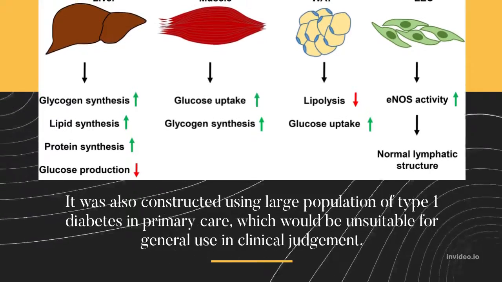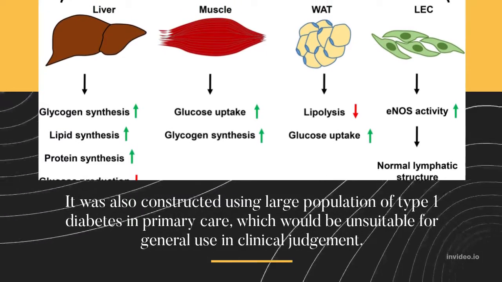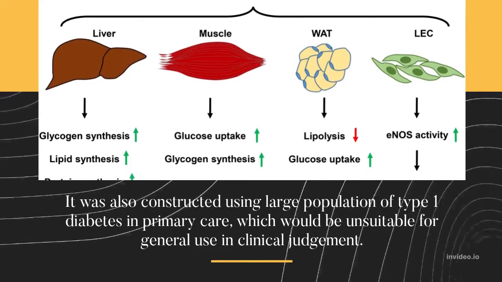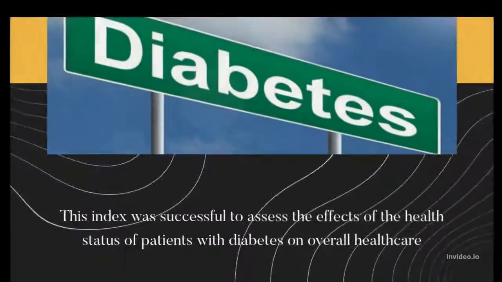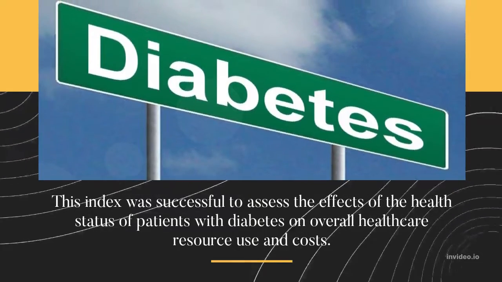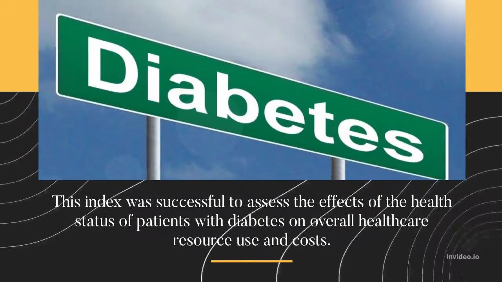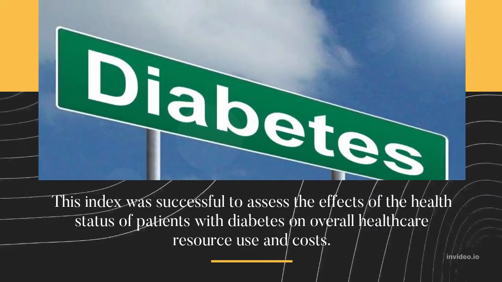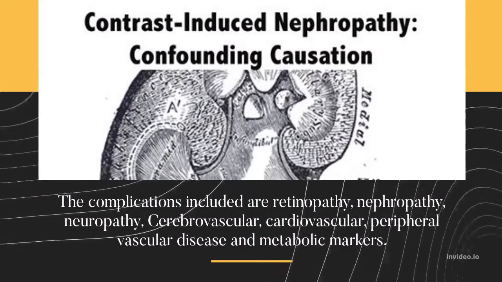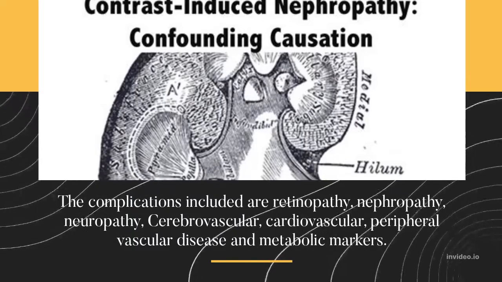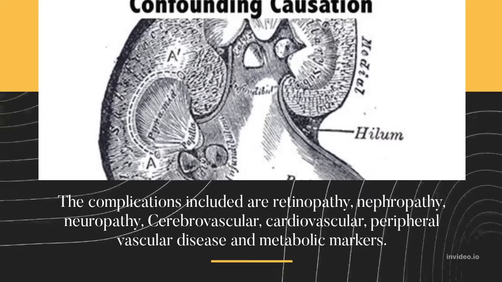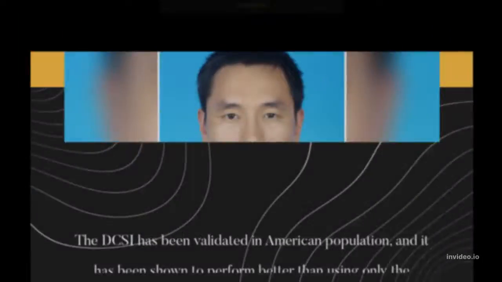It was also constructed using a large population of type 1 diabetes in primary care, which would be unsuitable for general use in clinical judgment. This index was successful to assess the effects of the health status of patients with diabetes on overall healthcare resource use and costs. The complications included retinopathy, nephropathy, neuropathy, cerebrovascular, cardiovascular, peripheral vascular disease and metabolic markers.